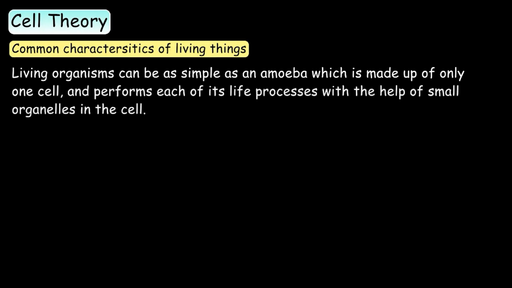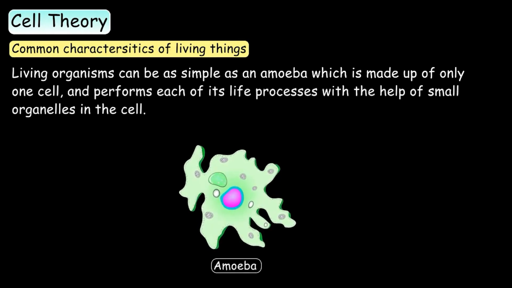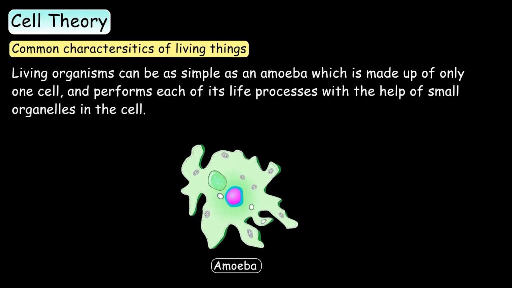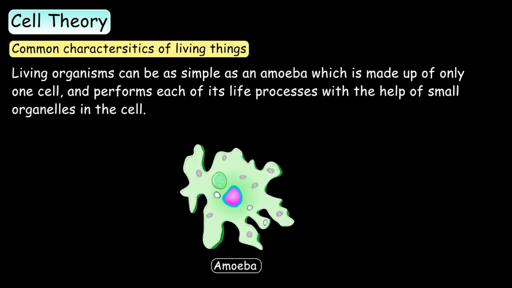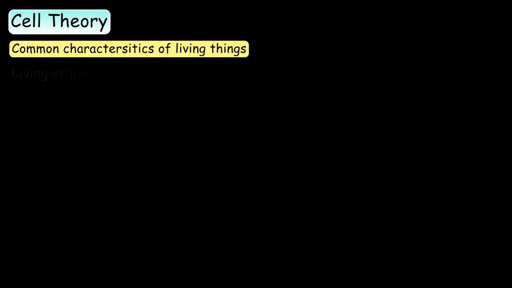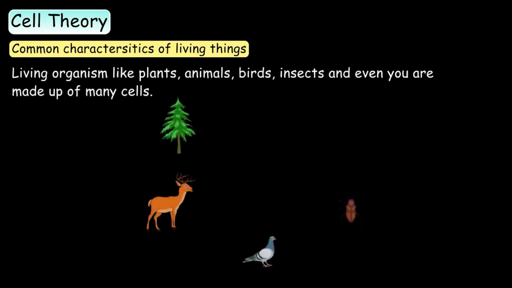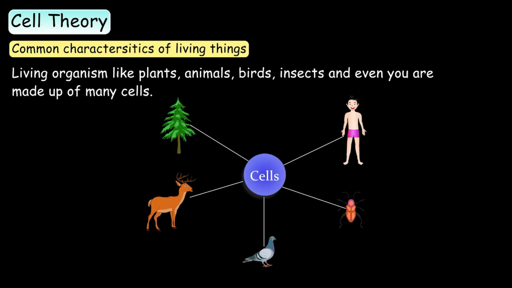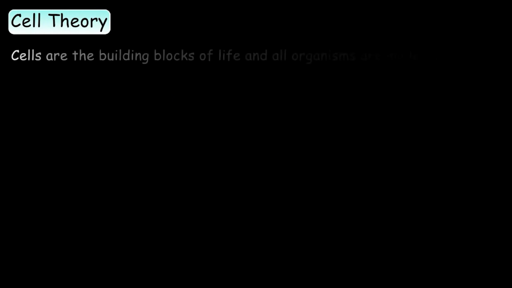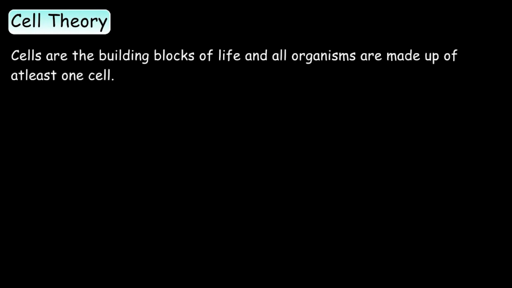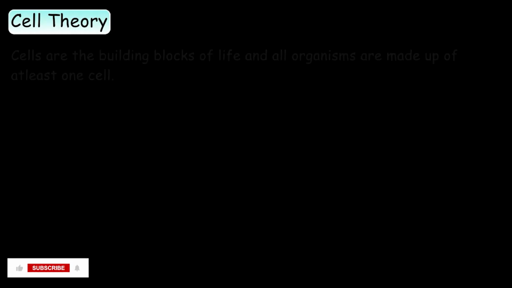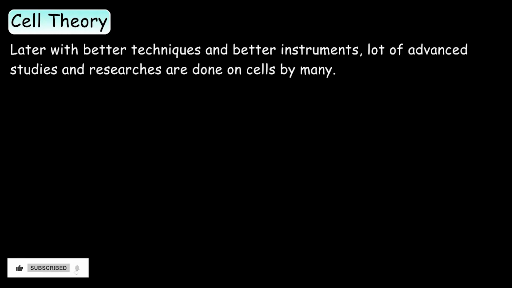Living things can be as simple as an amoeba, which is made up of only one cell. But the amoeba is still able to perform each of its life processes with the help of small organelles in the cell. Living organisms like plants, animals, birds, insects, and even we ourselves are made up of millions of cells. So we can say cells are the building blocks of life, and that all living organisms are made up of at least one cell. With the advancement of scientific techniques and better instruments, lots of advanced studies and research have been done on cells by many.